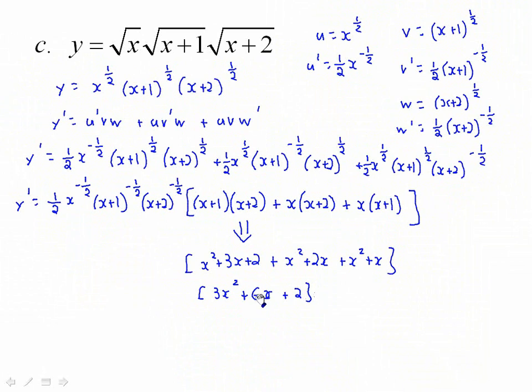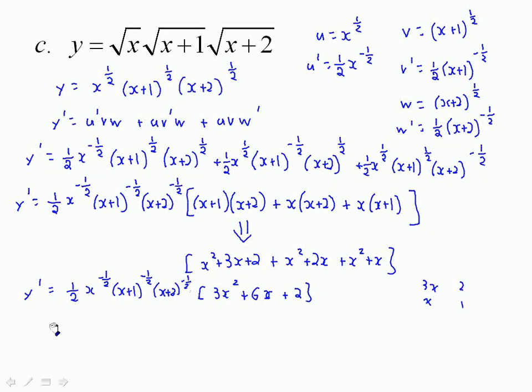Now, you could try to factor this. But I don't think you're going to have much headway with it. You can try going 3x and x, and then 2 and 1, but it's not going to work out to add up to 6. Also, you can't take a common factor out. It doesn't look like anywhere, so it seems like we're stuck. So y prime is equal to 1/2 x to the negative 1/2 times x plus 1 to the negative 1/2 multiplied by x plus 2 to the negative 1/2.